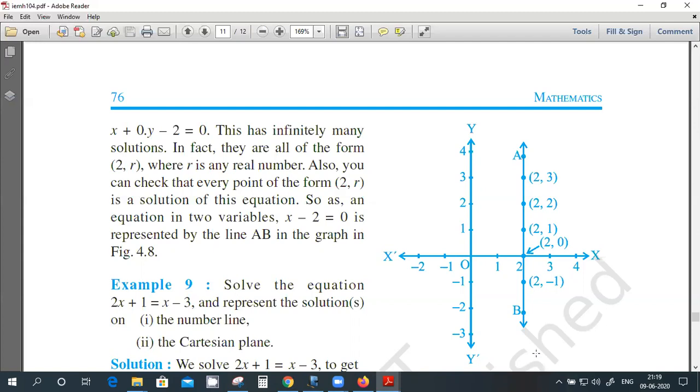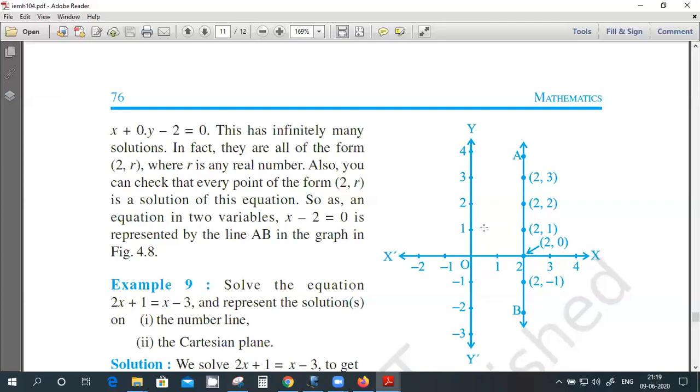If you take a line parallel to the y-axis passing through -1, the equation of the line will be x equal to -1. And the line on the origin will be x equal to 0. So the equation of the y-axis is x equal to 0. Similarly, the equation of the x-axis is y equal to 0. All the points on the x-axis will have y as 0. So if I draw a line parallel to the x-axis passing through 1, the equation of that line will be y equal to 1.